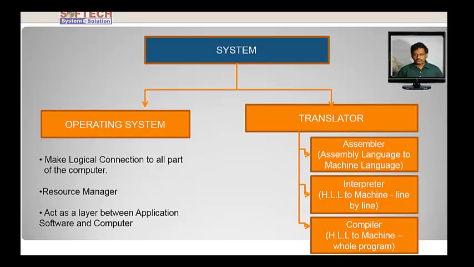If we want to fit a light in our room, we make a connection from the switch box. That is, we insert a plug into the plug point. That plug point is placed in the switch box. Then we take the wire, and on the other side we connect the light, that is, the bulb. So this is a physical connection.